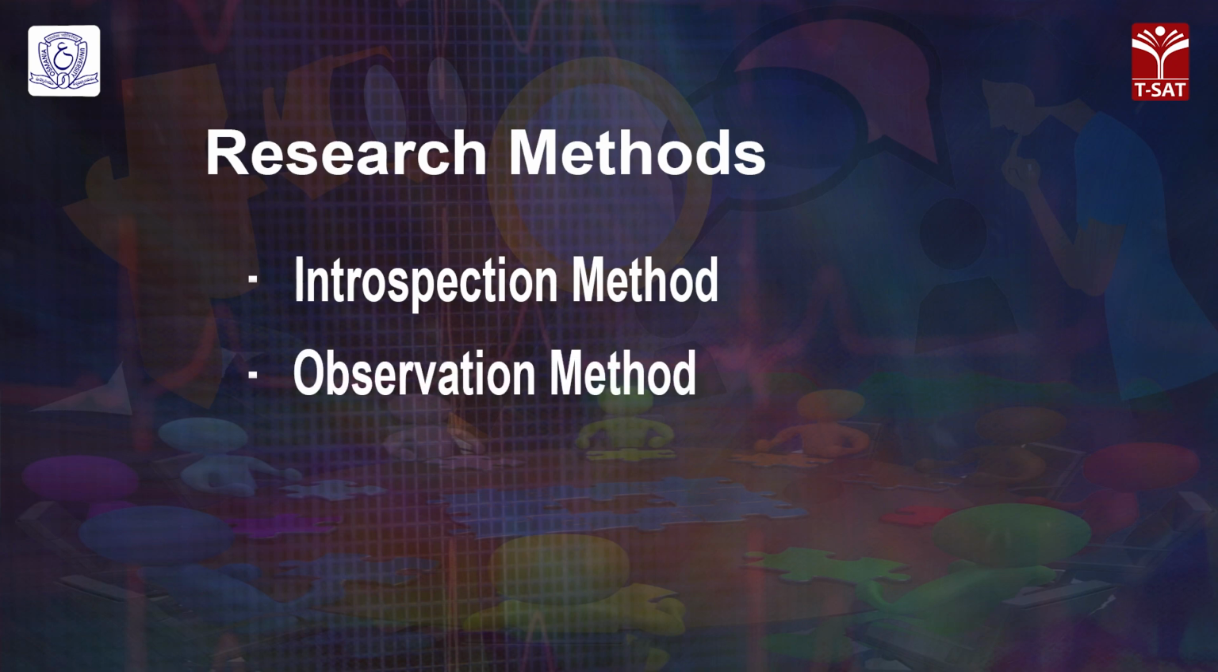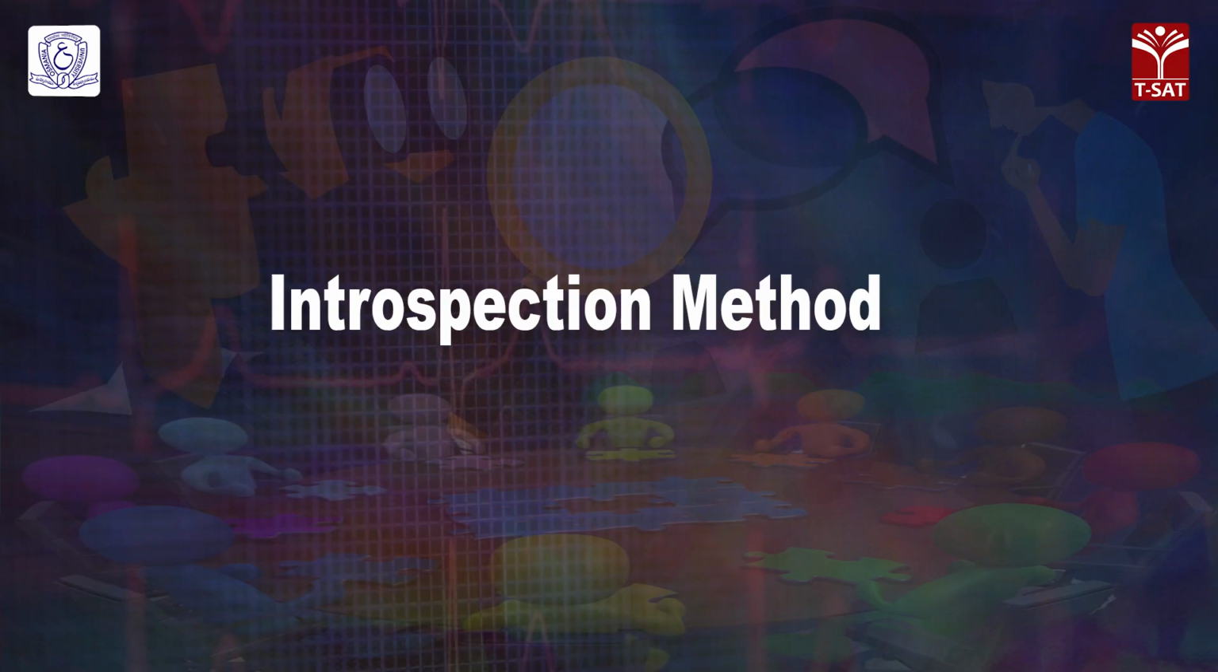Now that we have understood the basic process and purpose of scientific research, let us look at the different methods of research in psychology. They are the introspection method, observation method, and case study method. The first research method that we will understand is the introspection method.